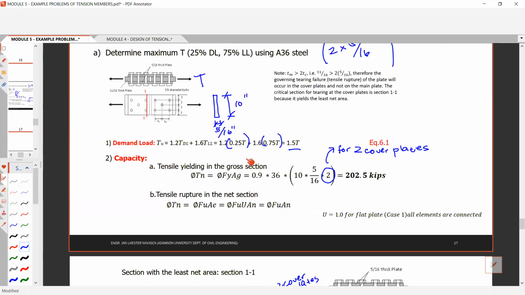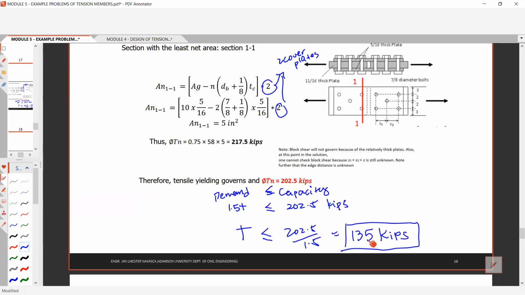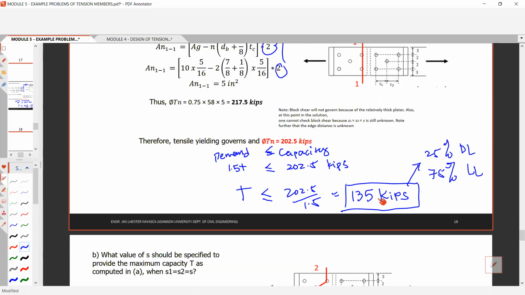25% of that is dead load, and 75% of that is live load. So this one is your total service loads. So this one is divided by 25% dead load and 75% live load. Okay, so 135 kips comes from the 25% dead load and 75% live load. So 25% of your T is dead load, and 75% of your T is live load.